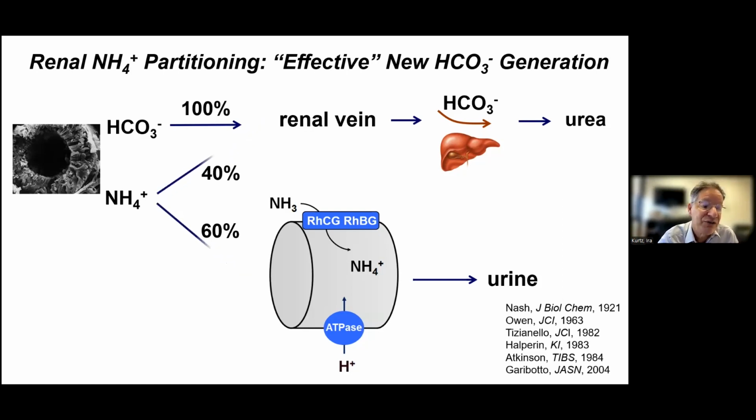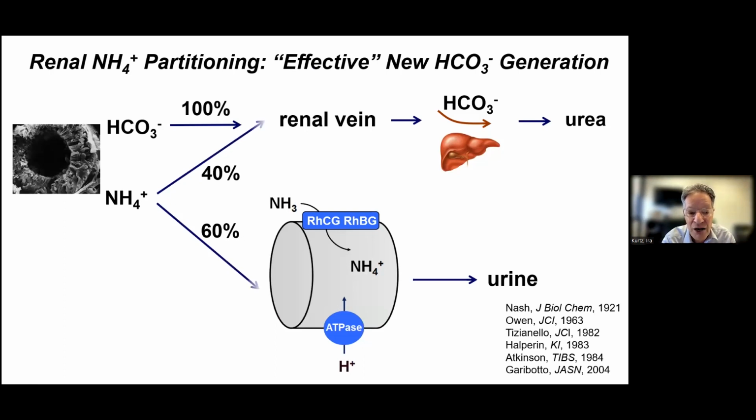And it turns out, people did these kind of studies in the early 60s in humans, and found that if they cannulate the renal vein and the urine to get the total, about 40% of the ammonium that's made is sent to the renal vein and 60% to the urine. This is a normal person. Now, how it gets from the proximal tubule to the final urine is a separate lecture.